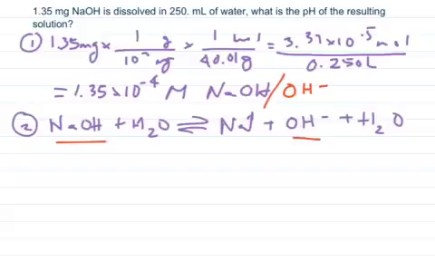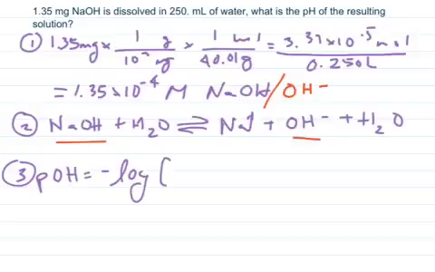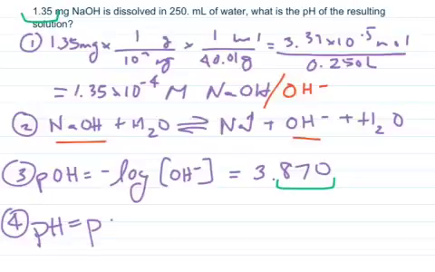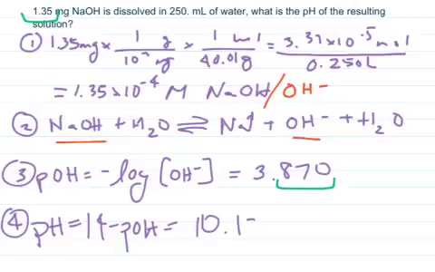So let's find the pOH. So we're going to find the negative log of that OH minus, and we get 3.870. Again, we have 3 sig figs. You need to have 3 sig figs after the decimal point. Now to find the pH, it's 14 minus the pOH, which gives us 10.130. And again, we need to have 3 sig figs after the decimal point.